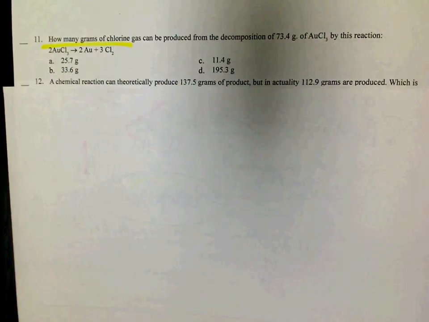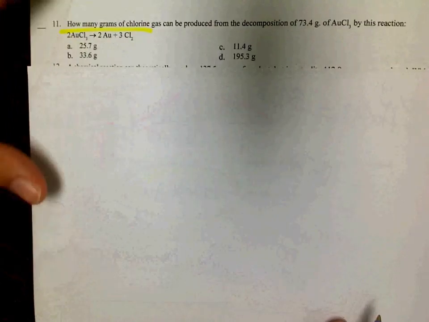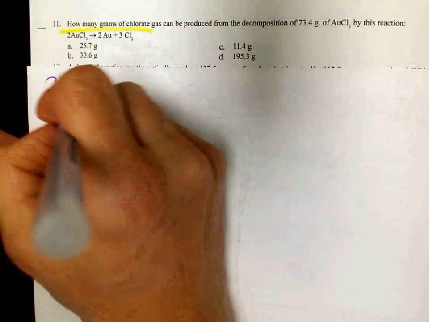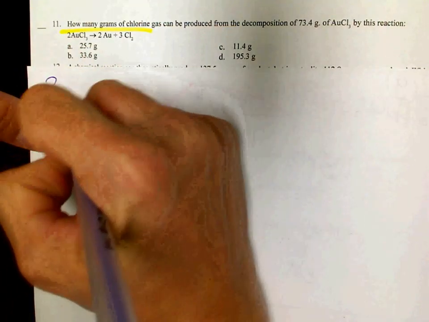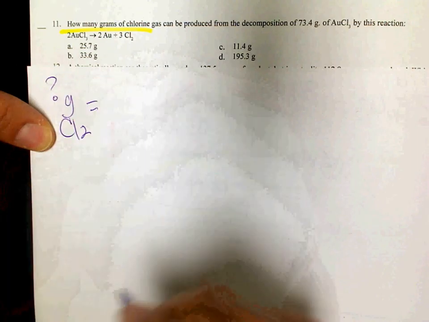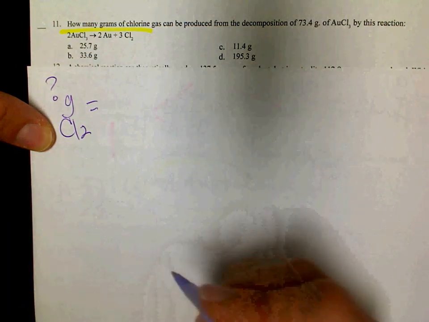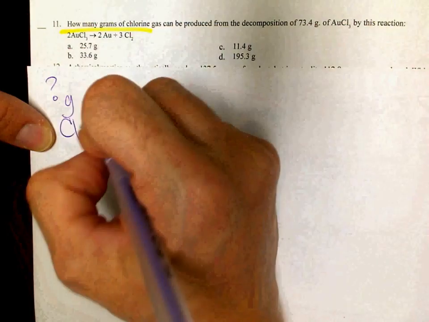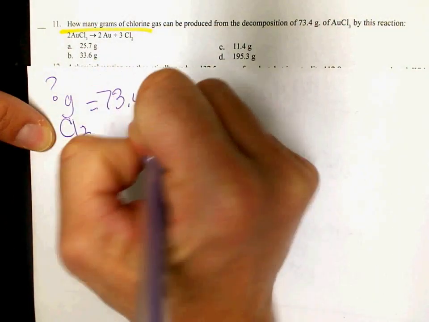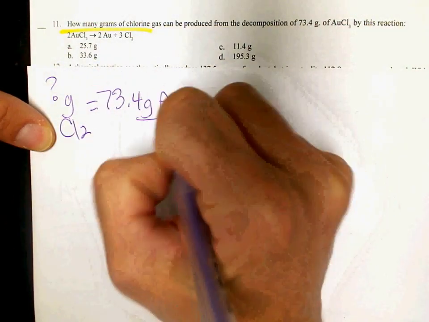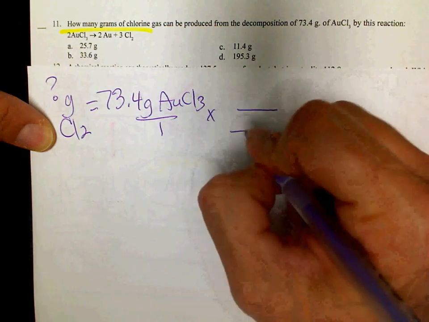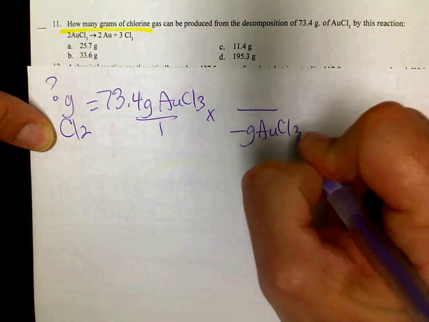What kind of problem is this, guys? Grams to grams. I'm going to work it out. It's a three-step problem. That's moles to grams. What I call a three-step problem, you might call a four-step problem. If there's three conversion factors, I call it a three-step problem.